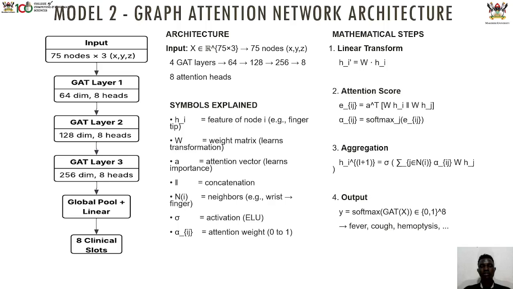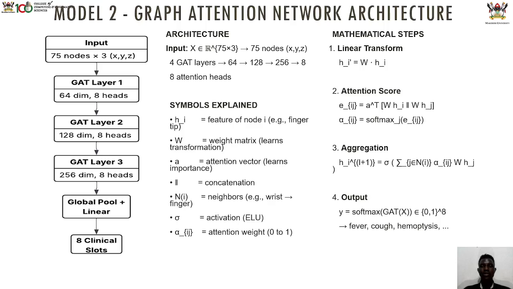So after that, it merges all of them together, and then it gives the final one. So with the mathematical steps, the linear transformation is where it gives it dimensions. If it's focusing on a hand, it gives it like 64 dimensions, so that the model can learn in different ways from the same point or from the same thing.